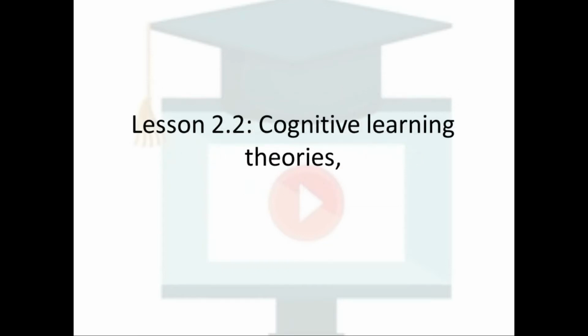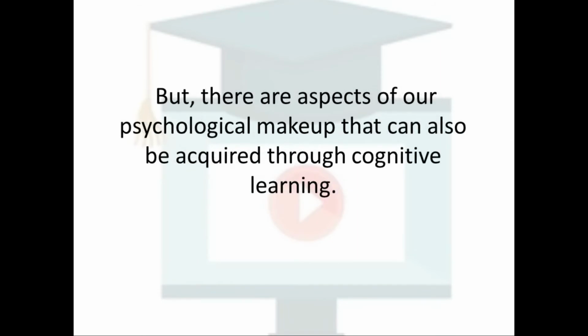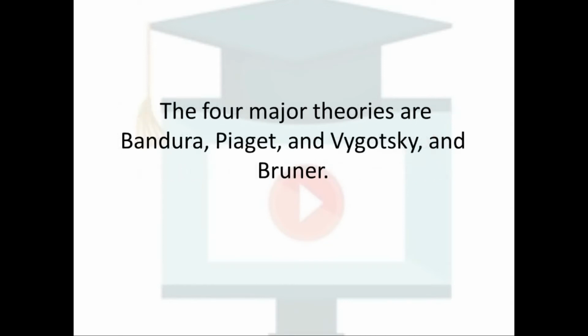Section 2.2 Cognitive Learning Theories. Overview. It is true that some behaviors are acquired through classical and/or operant conditioning, but there are aspects of our psychological makeup that can also be acquired through cognitive learning. Cognitive learning theories expound the holistic nature of learning rather than the reductionist approach. The 4 major theories are Bandura, Piaget, Vygotsky, and Bruner.